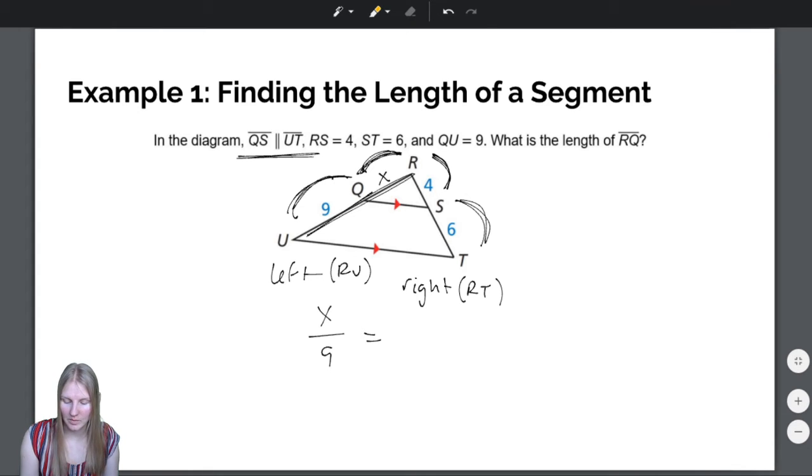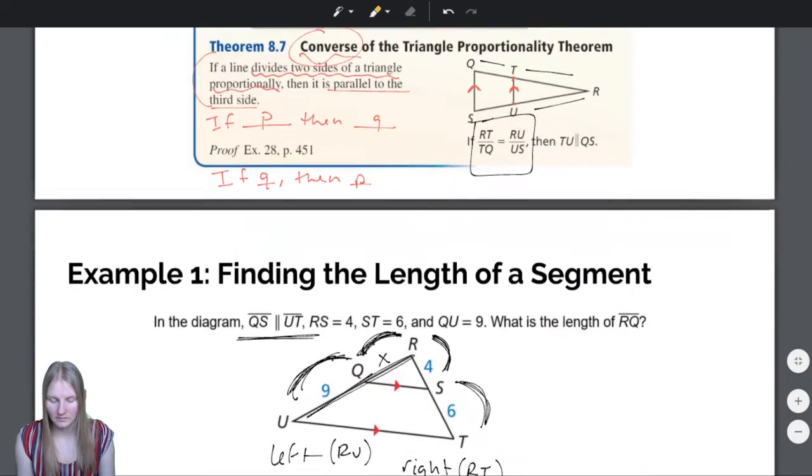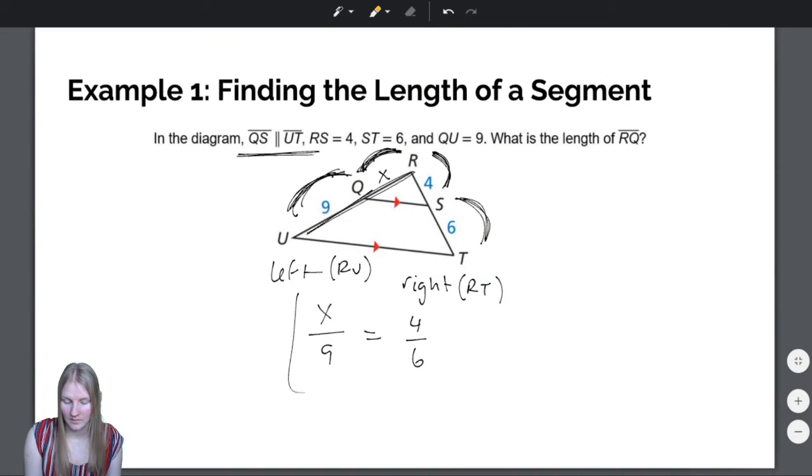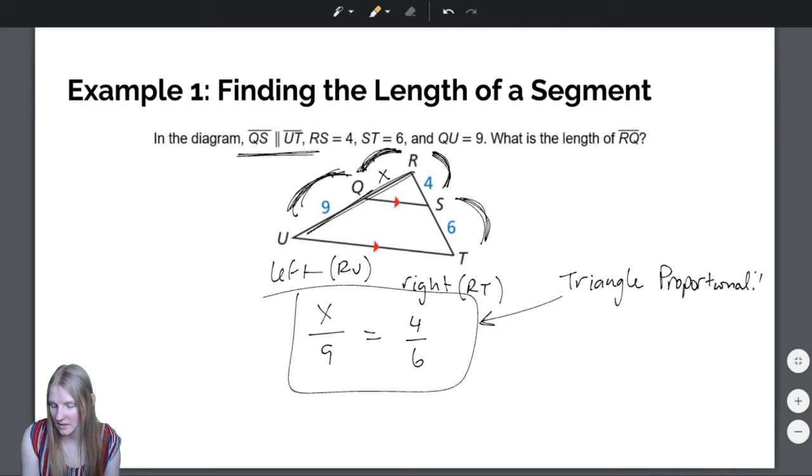Now, you can't flip these. You can't say 6 to 4, right? If we start at the vertex on the left side, we need to start on the vertex on the right. That's what it says. RT to QT and RU to US. So, there we go. Because of the triangle proportionality theorem, we can set up this proportion. So this right here is the work of the triangle proportionality theorem.